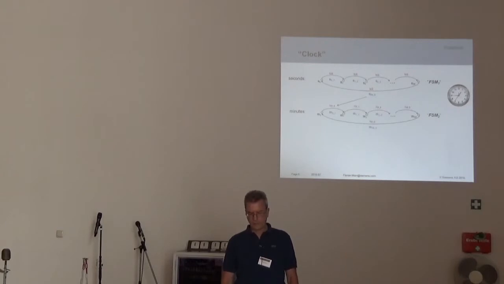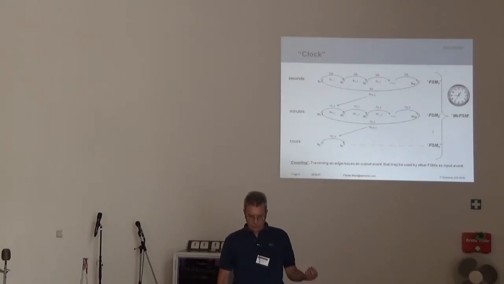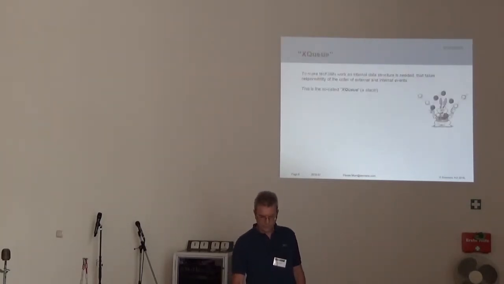So the transition of one edge, the traversing of one edge, issues an output event, and that may be used by some other finite state machine as an input event. And this is the coupling, that is the basic idea of the McFSM, which stands for multiple coupled finite state machines. To make this work, you need some internal machinery.